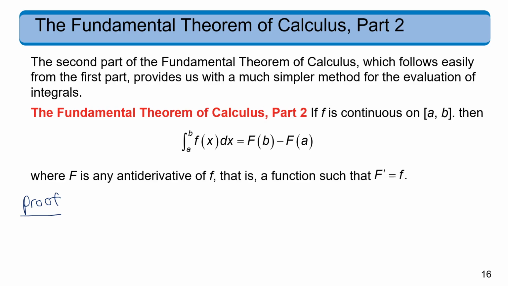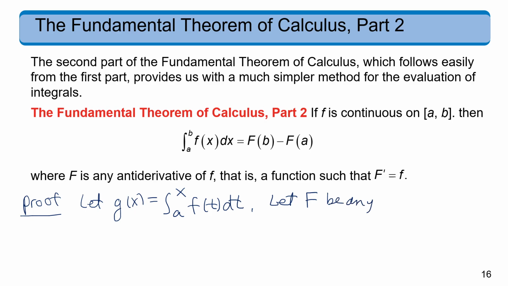So we're going to start by defining this function g of x that we used in part 1. So it was the integral from a to the right endpoint, the variable x, of the function we started with, little f of t. So now I'm going to introduce the capital F. Just like it says in the theorem, let capital F be any antiderivative of little f.